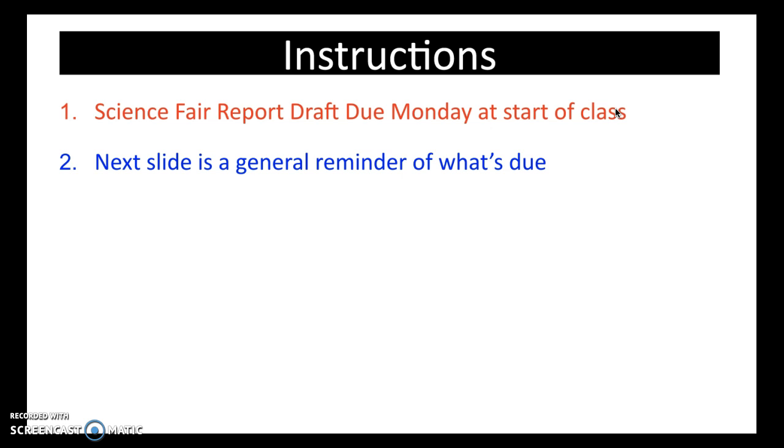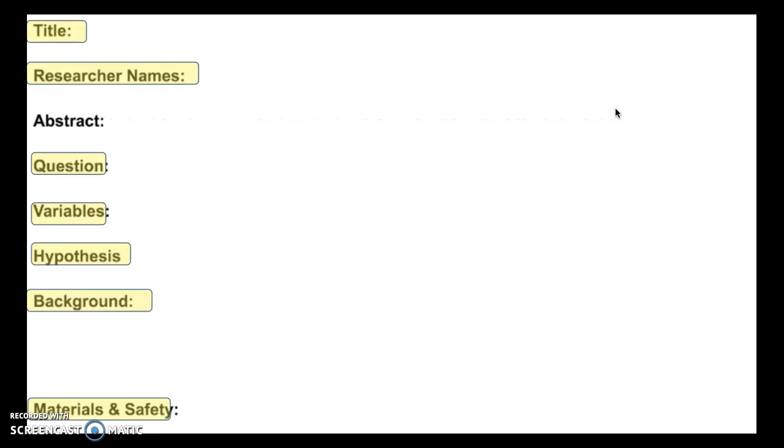But before we continue with the instructions, it may be a good idea to go through what's due so you have a sense of like, hey, this is a lot of work, or this is something that we definitely can get done today, and that will help with your productivity. Okay, so these are the highlight sections that are due in the draft: the title, your names, your question, variables, hypothesis, background, materials, and safety. Let's go through each so we have a sense of exactly what we need to put in.